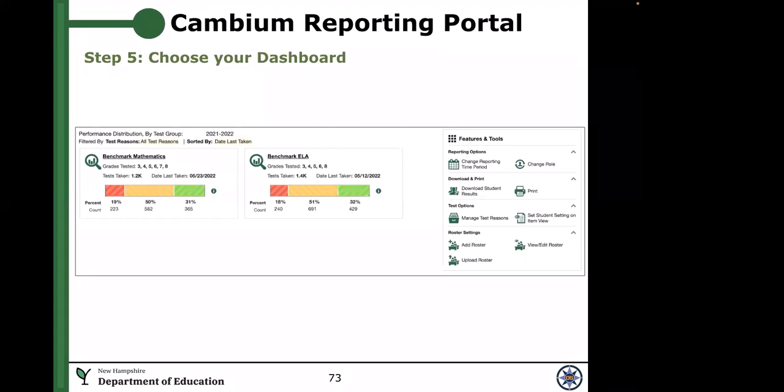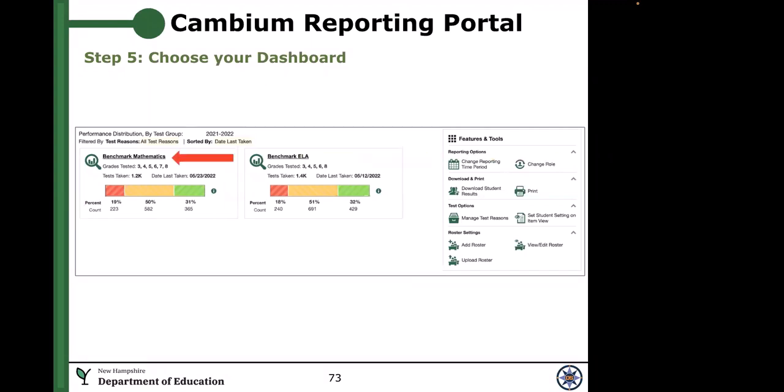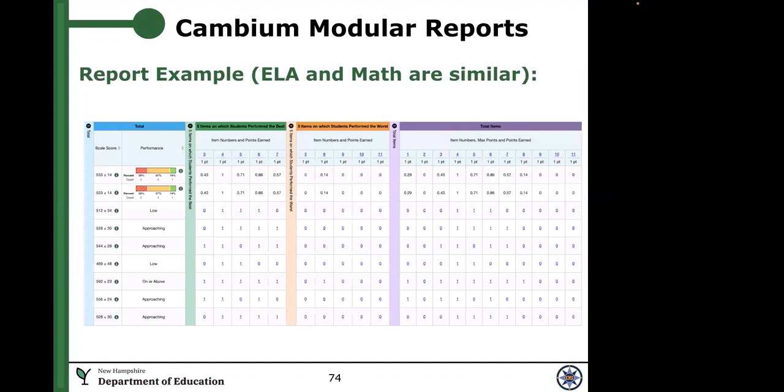Absolutely. So we'll go in, let's take a look. If we are looking at our benchmarks, we go into math and we choose a specific benchmark that we want to see. They're called benchmarks, but a specific modular. So now I've opened up one of the math modulars, and I cut off all the student names and everything because this is real data. On the left here, you see the total and how a student did overall within this particular reporting category.